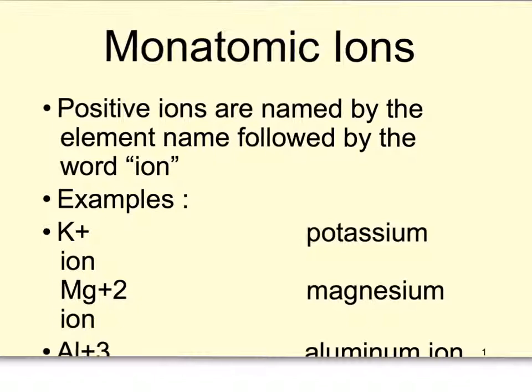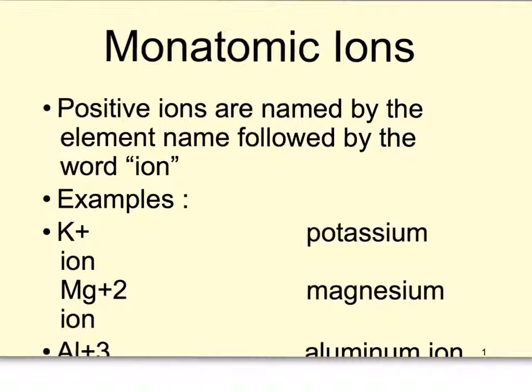Now we're going to start off with monatomic ions, being those that are made up of one element. When we deal with monatomic ions, we're going to be looking at the cations and the anions. Remember, the cations are the positively charged ions, indicated with a plus. So K plus 1 would be a positive ion or a cation. A Cl minus 1 would be a negative ion or an anion.